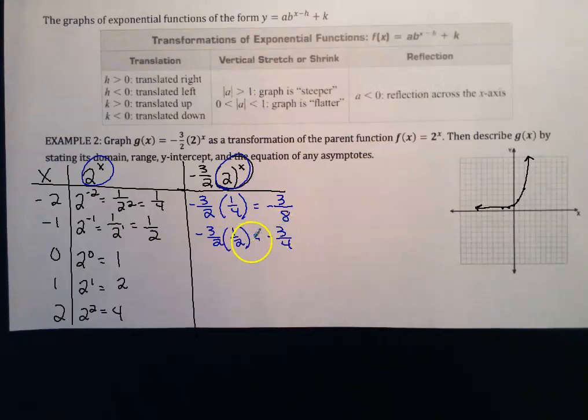3 times 1 is 3. 2 times 2 is 4. So for the next one, we're going to have negative 3/2 times 1. That's just negative 3/2. Now we've got negative 3/2 times what? Times 2. Which is negative 3. The 2's cancel, because this would be 2 over 1. You could look at it like that.